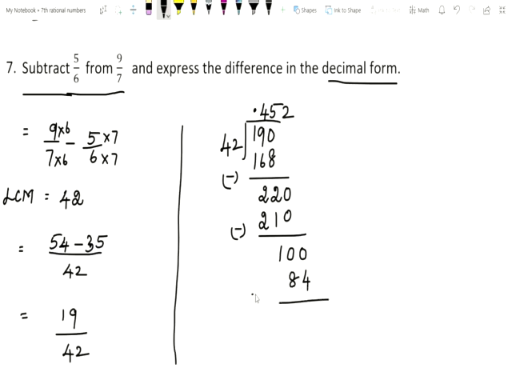Now you subtract this, what you will get? 16. Now you add 1 0. Okay, 160. In 160, how many 42s are there? 3 times. So 3 2s are 6, 3 4s are 12. Now you subtract this, what you will get? 10 minus 6, you get 4. 5 minus 2, 3. Okay.